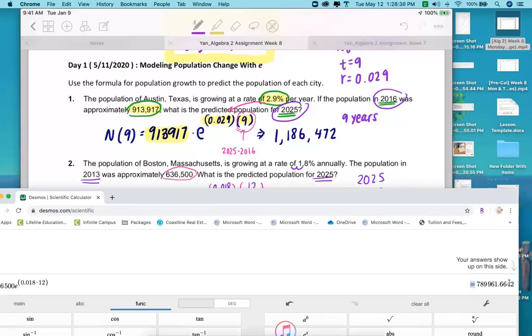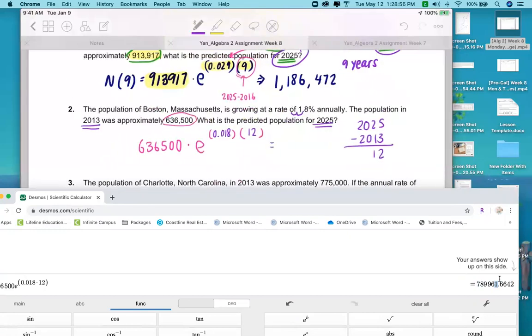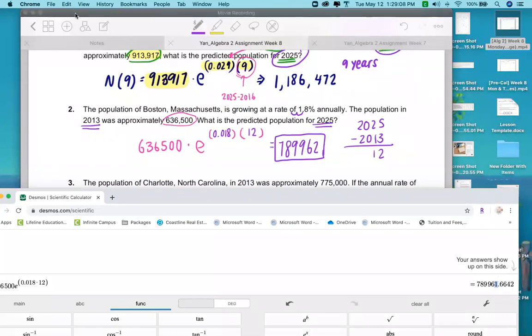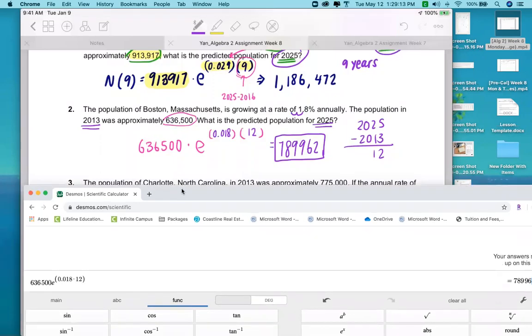My answer would be this whole entire thing, right? So a lot of you guys typed it to me like this, but remember we want to round it to the nearest person. We can't have a decimal of a person. And since this ends with 6, we can round up our 1 to a 2. So it'll be 789,962. That's our approximation. Okay. A lot of you guys answered it right. That's good. So if you did not answer it right, I really think you just typed in the wrong number.